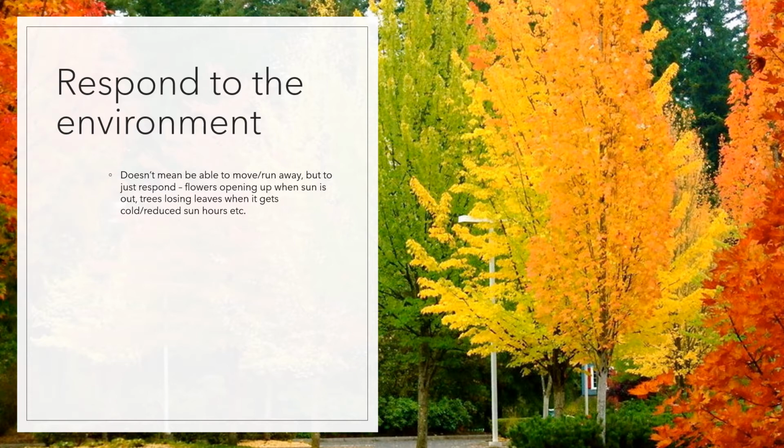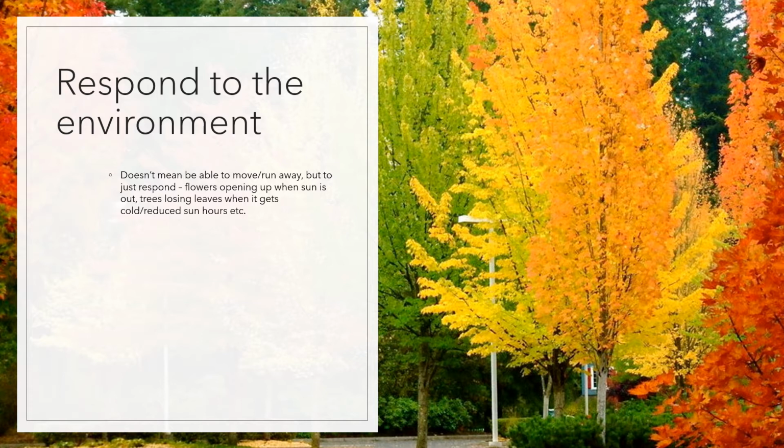Or alternatively, when spring comes around, the temperature increases, the amount of sunlight increases, and that causes the plants to respond by creating leaves so they can start photosynthesis. But of course, responding to the environment could literally be a rabbit running away from a coyote, or a bird recognizing hail and getting out of the hail and the damage that might cause it.